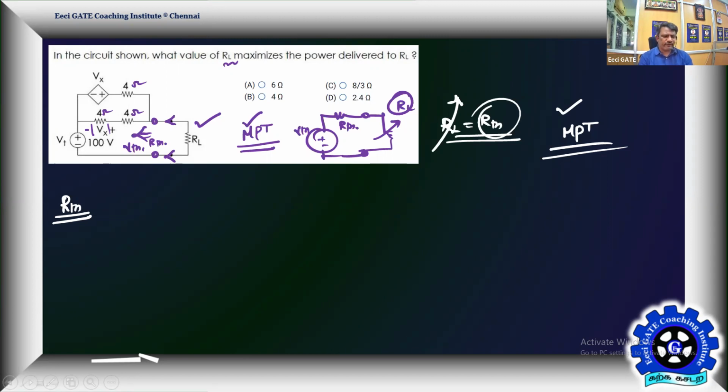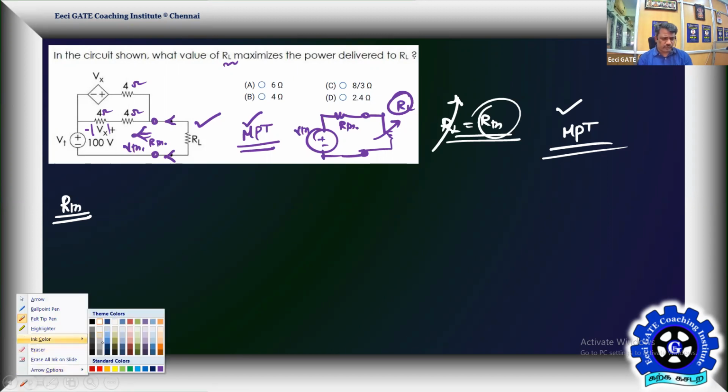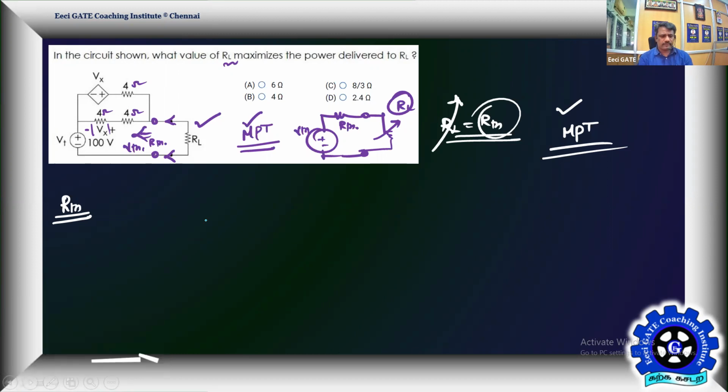How many sources do we have? Only one source. So let us replace this source by a short circuit. The rest of them stay as they are. So we have a 4 ohm resistor. This is a 4 ohm resistor. This battery should be shorted. Just obey the steps of RThevenin. You will get the answer instantly.